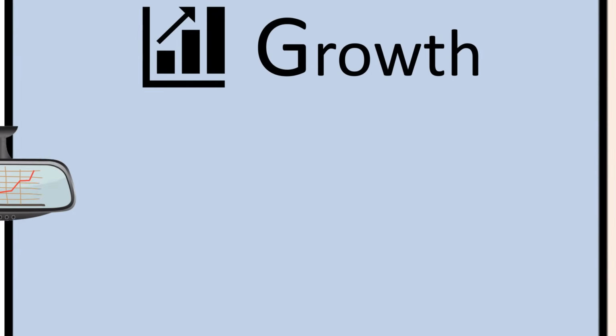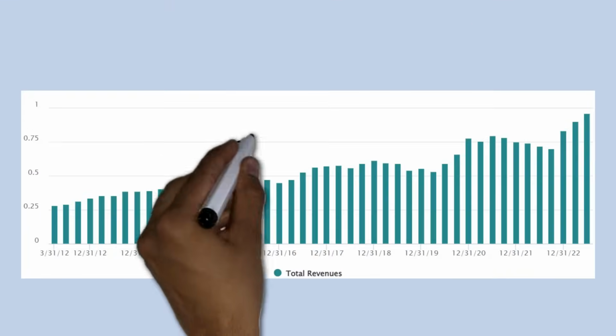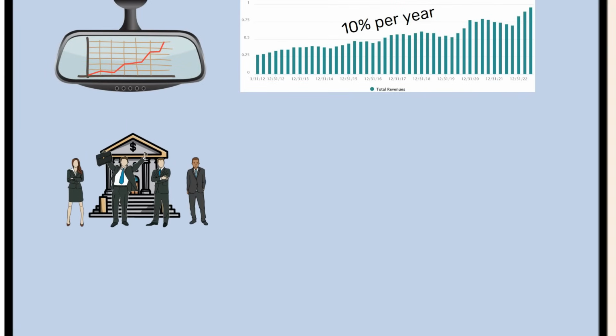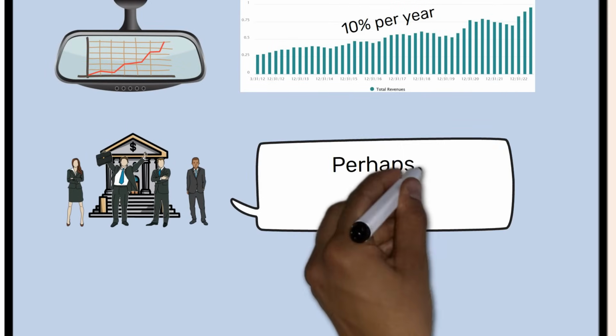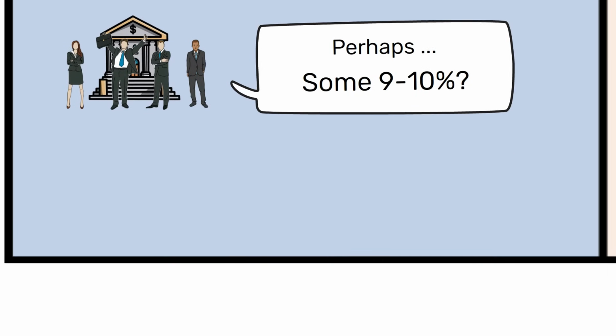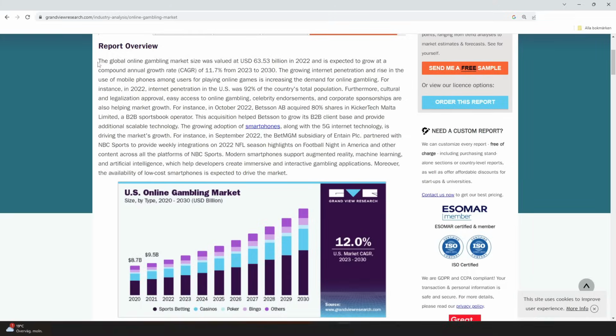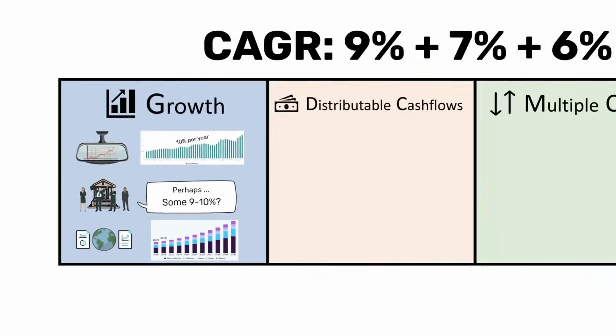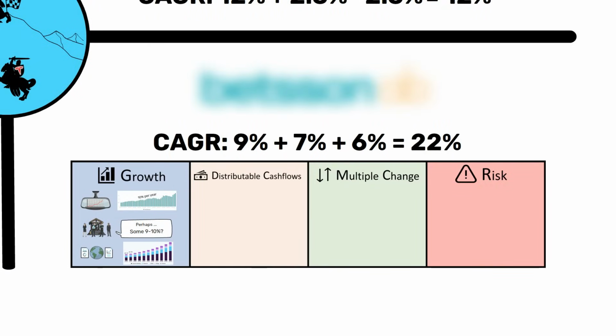In terms of historical growth, the company has had a 10% revenue CAGR for the last 10 years, without very much variance. A few analysts cover the company, forecasting an average growth of 9 to 10% for the next 3 years. The industry as a whole, the online gambling industry, is forecasted to have a CAGR of almost 12% until 2030, according to Grand View Research. Adding these factors together and doing some legwork ourselves, we expect 9% annual growth for the next 3 years.